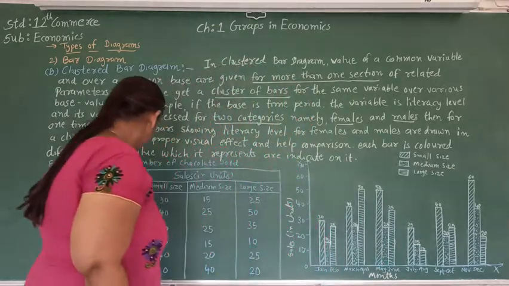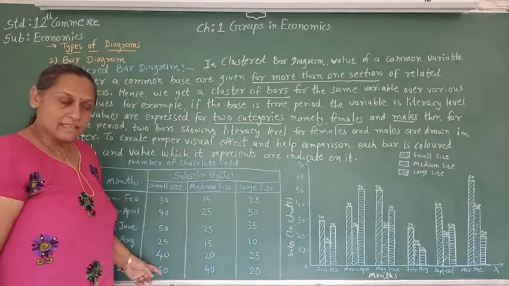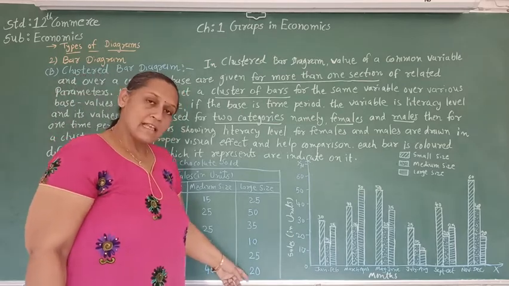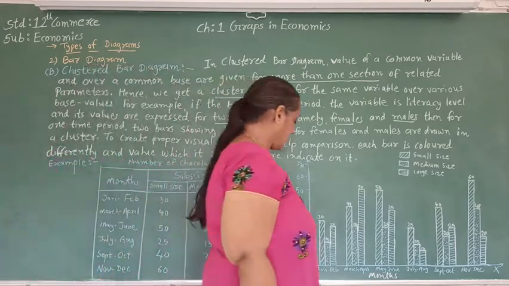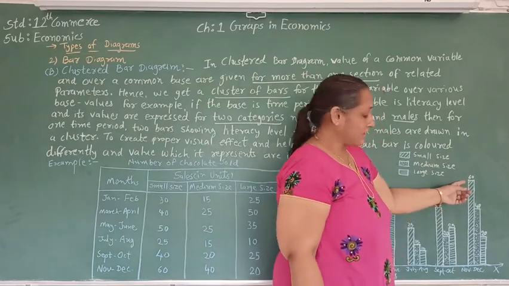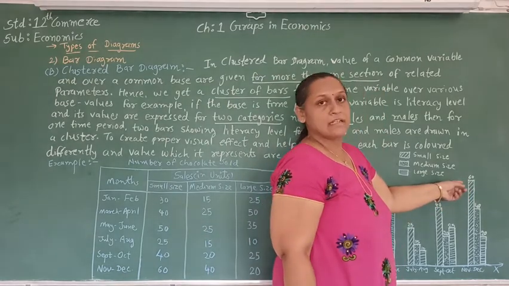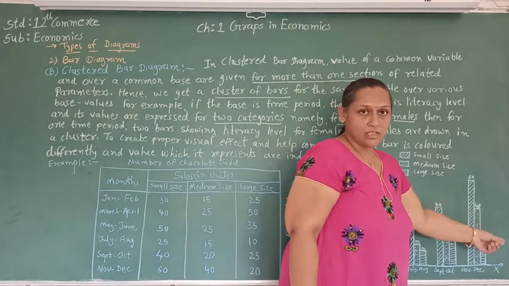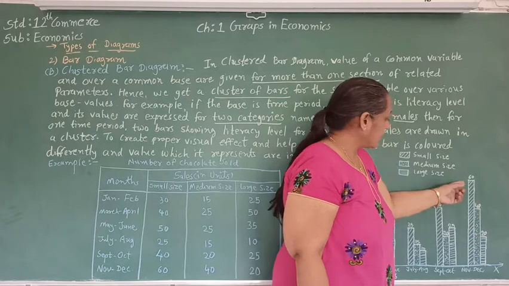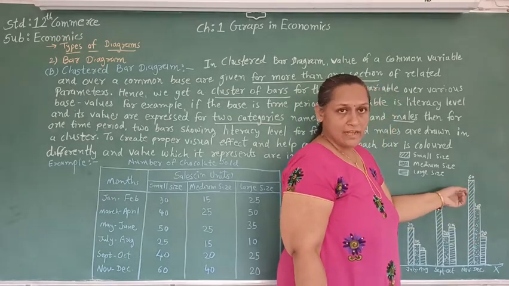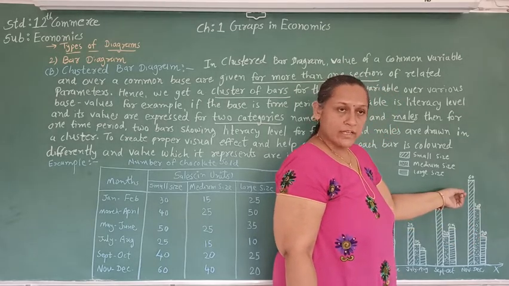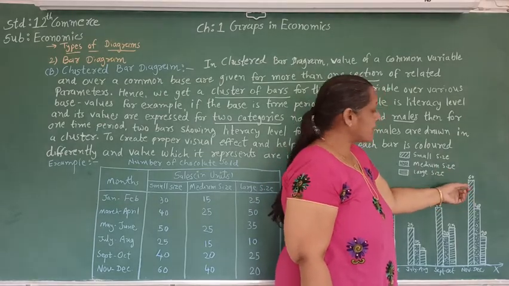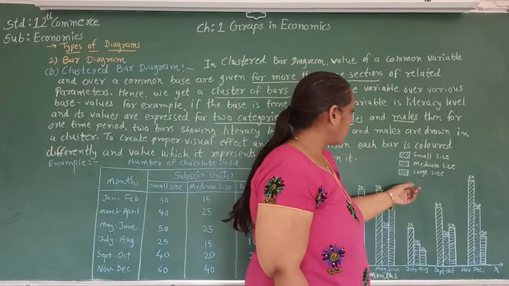For the November December, small size is 60 unit, medium size is 40 unit, and large size is 20 unit. So here we have drawn the graph for that. For the small size it is 60 unit, for medium size it is 40, and for the large size it is 20 unit. And for that we have drawn the graph and we have shaded the bar according to the size. And here again we can see that the small size chocolate is more sold.